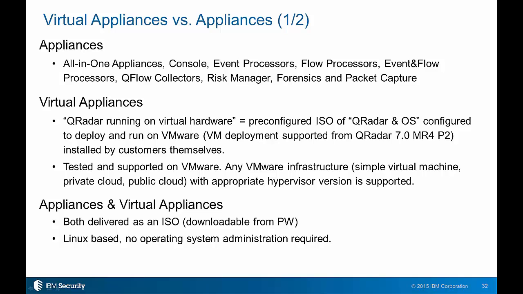QRadar appliances can be offered both as hardware and virtual appliances. The hardware appliances are offered as all-in-one appliances, console, event processors, flow processors, event and flow processors, also known as combo processors, flow collectors, and risk manager. It can also be offered as forensics and packet capture appliances.